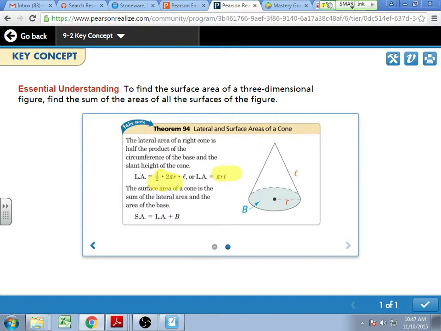So, the base being a circle, well, what's the area of a circle? Just pi r squared. Careful, because you're thinking back to cylinder. So really, our surface area here is pi r L plus pi r squared.